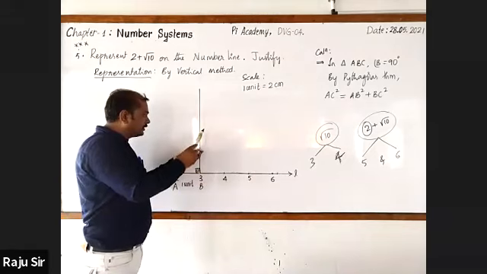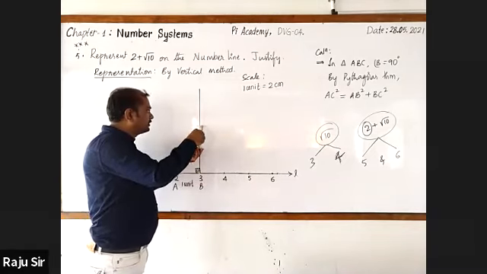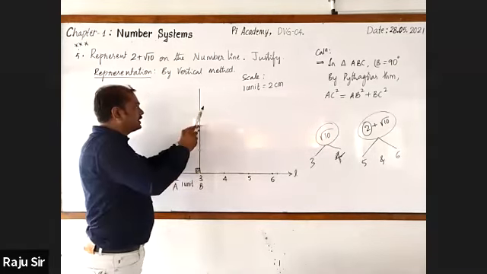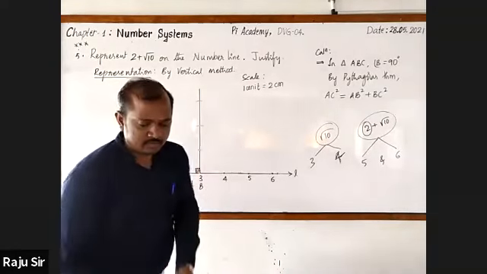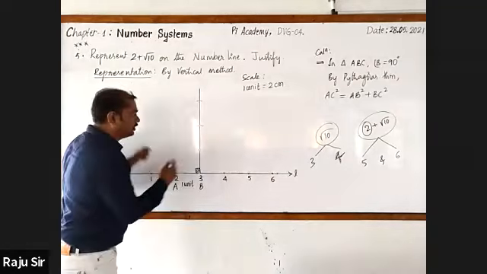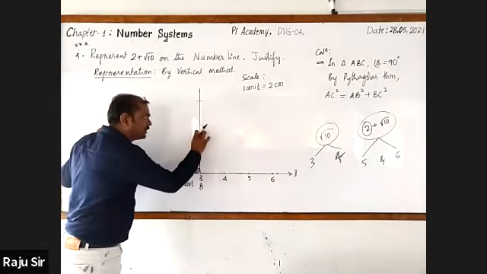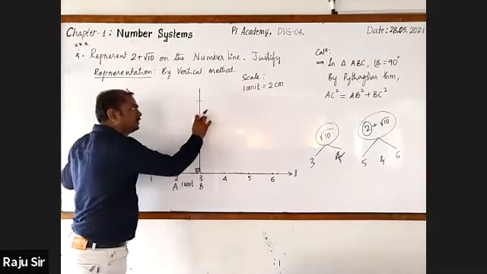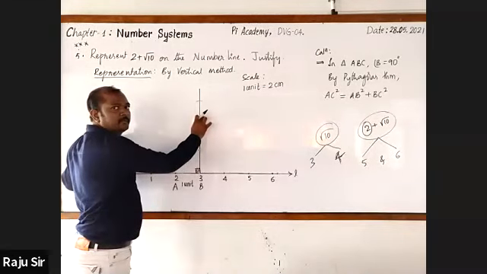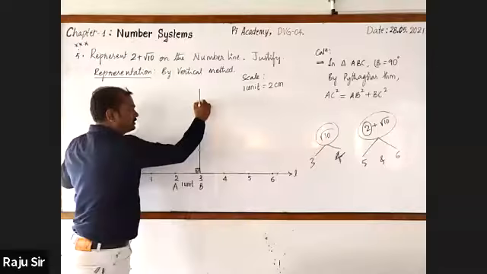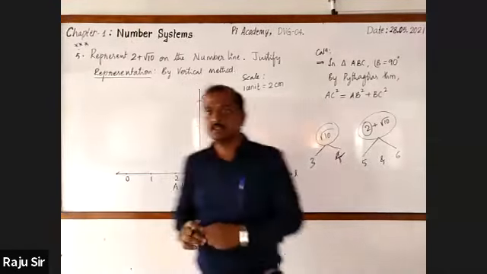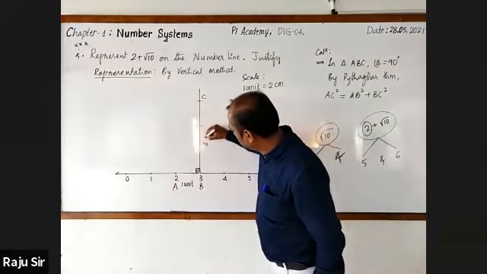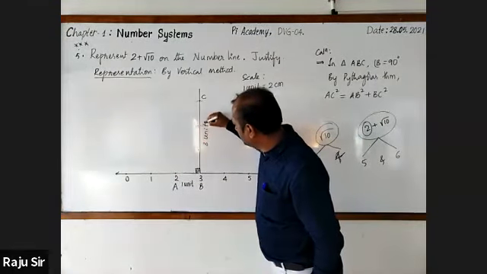From this point, draw another arc. From the next point, draw one more arc. Now you have got 1 unit plus 1 unit plus 1 unit. Total how many units? 3 units. Now you will get this point. See, B to C is 3 units.